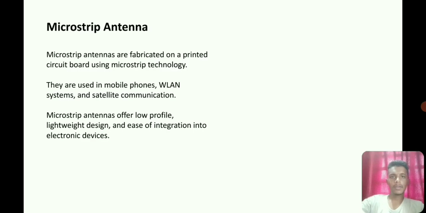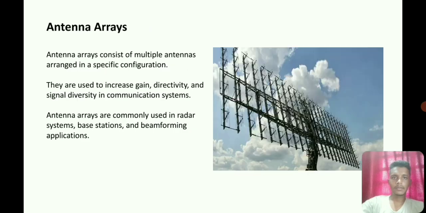And the microstrip antennas. Microstrip antennas are fabricated on a printed circuit board using microstrip technology. They are used in mobile phones, WLAN systems, and satellite communication. Microstrip antennas offer low profile, lightweight designs and ease of integration into electronic devices.